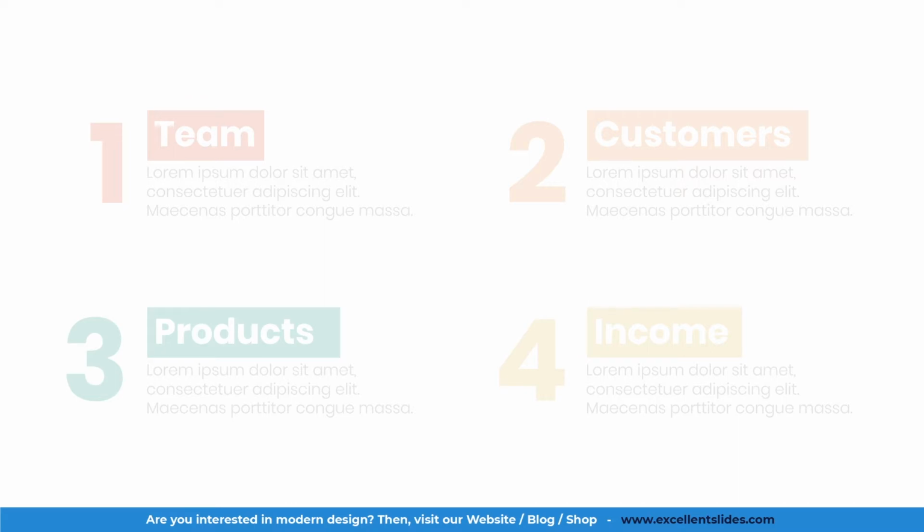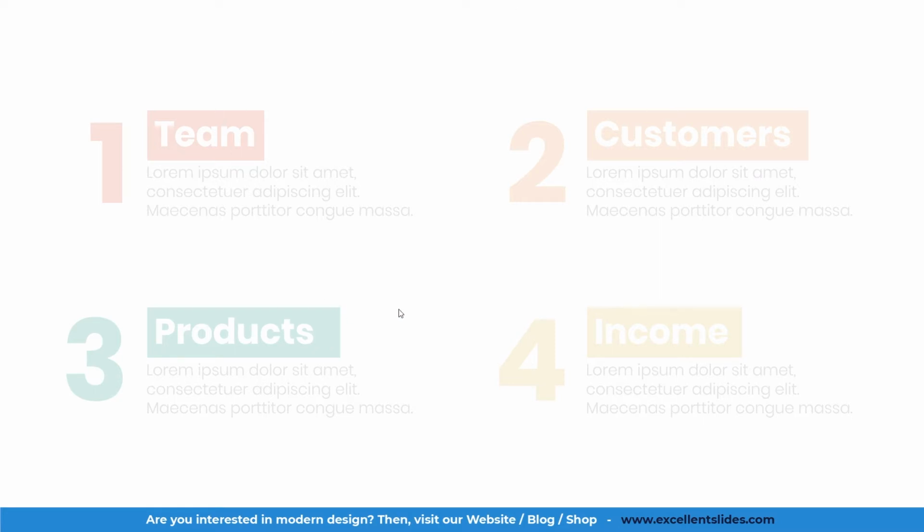As you can see on this slide, we have 4 objects. The first, team, the second, customers, the third, products, and the fourth, income. But as you can see, there is something strange with this slide, right? Yes, of course, I know about it. And I created this effect, like it's more visible, because you can animate those objects.